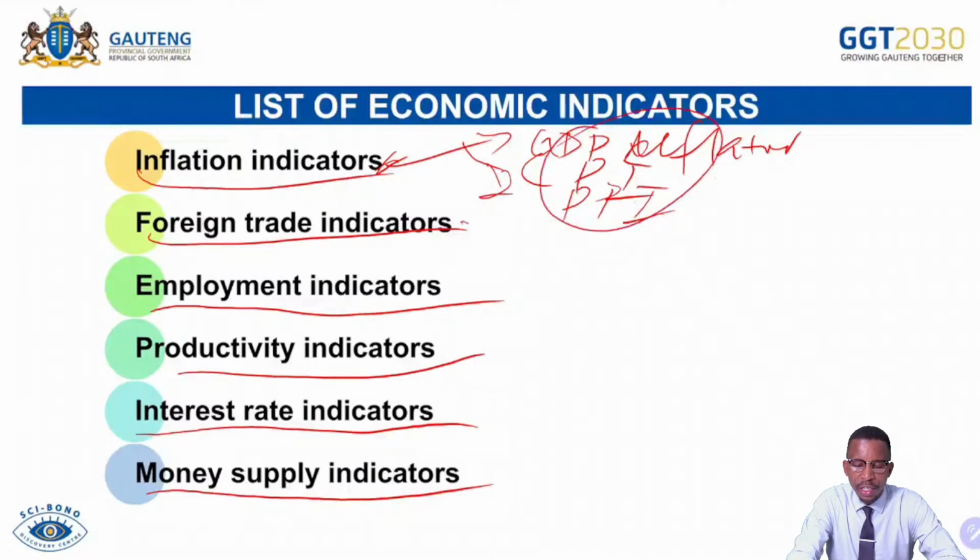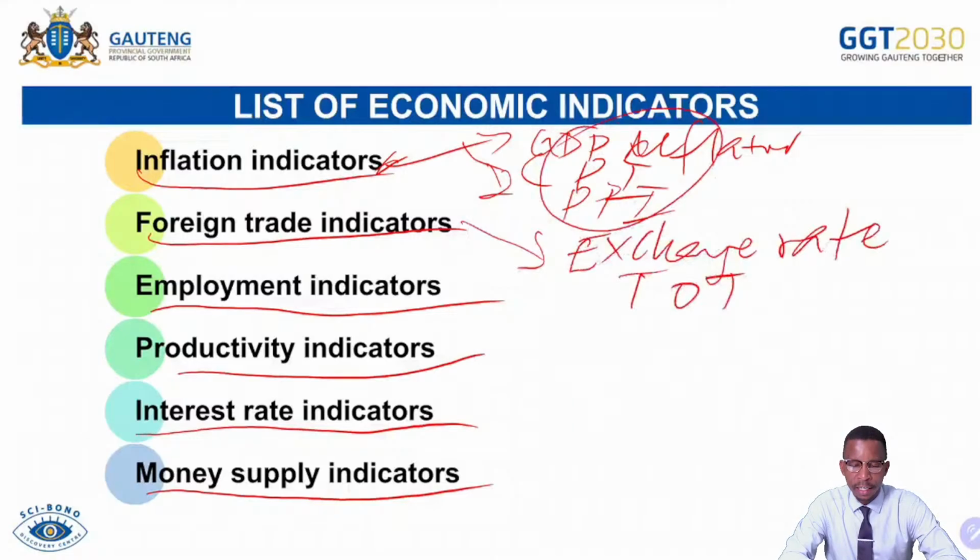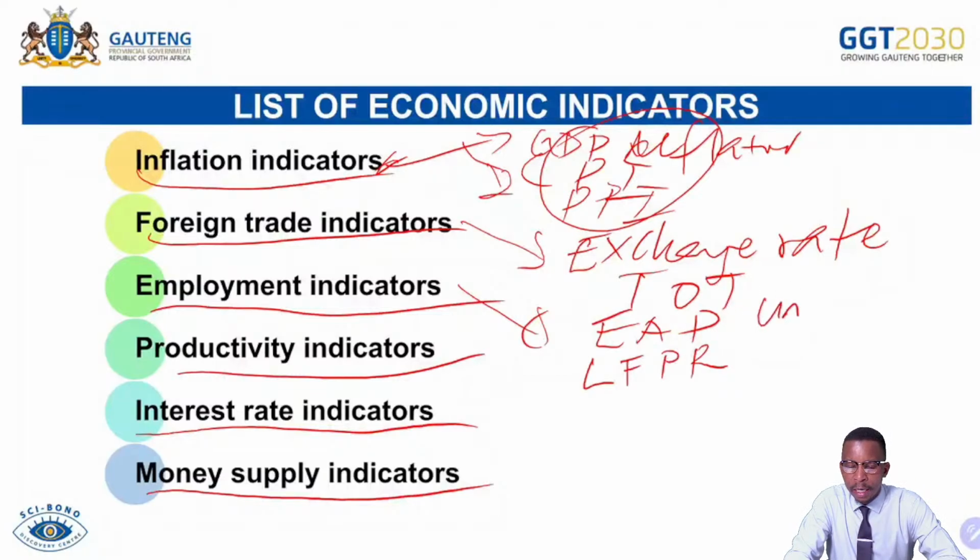Under the foreign trade indicators, we are concerned with the exchange rate as well as the terms of trade. Under employment indicators, we talk about the economically active population, which are people aged from 16 to 65. Then we also talk about the labor force participation rate, and then we refer to unemployment. These are indicators related to employment. Productivity indicators: in this case, we talk about labor productivity.